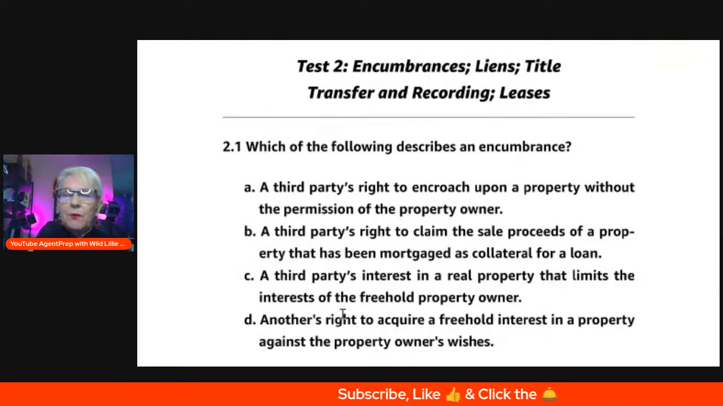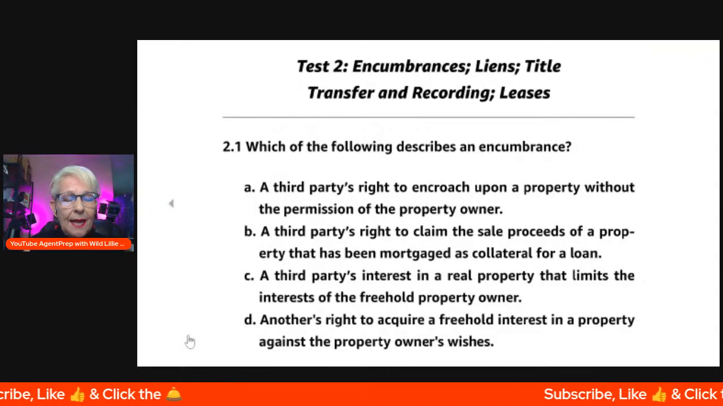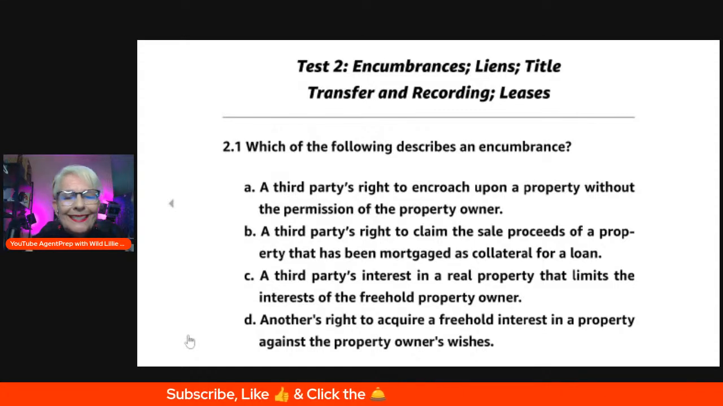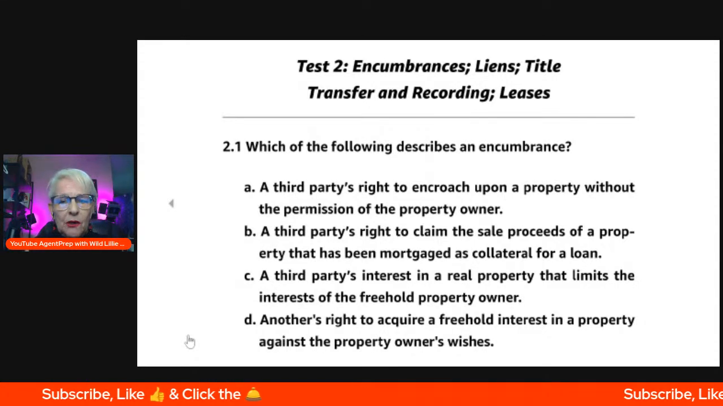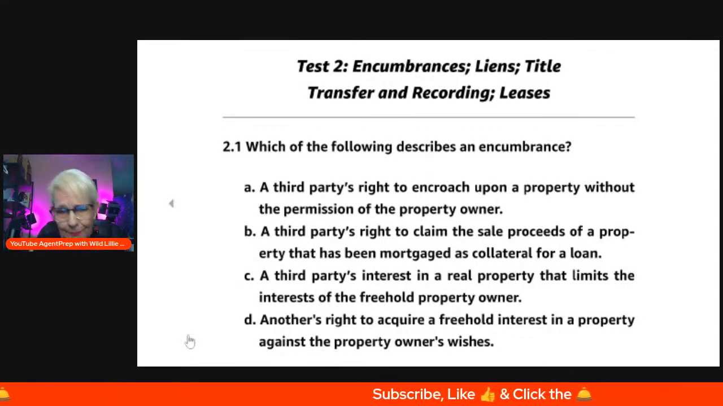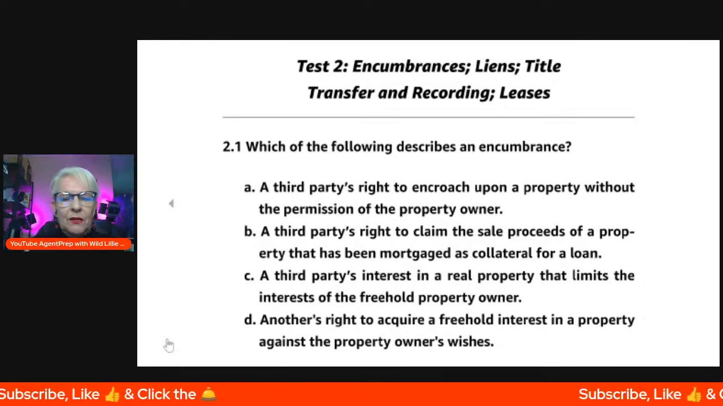All right, number 1. Which of the following describes an encumbrance? That is vocabulary. Liens, titles, transfer, recording, leases: these are all vocabulary for you to learn and understand. Don't memorize them because you'll forget them. If you forget them after the exam, that's okay. You can always go back and Google them and research them.